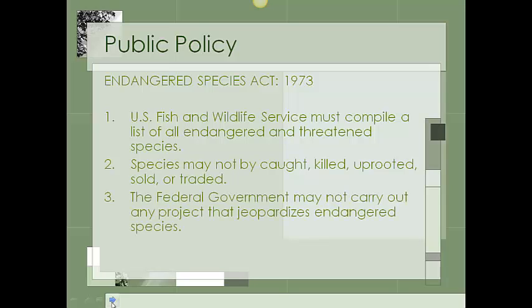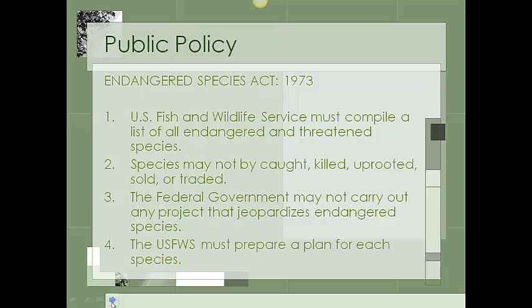Third, the Endangered Species Act says that the federal government may not carry out a project that jeopardizes endangered species. In other words, if the federal government wants to build a building somewhere, and there happens to be an endangered species living in that area, or an endangered species that relies on that area for some resource, the federal government cannot build that building there. So any project that taxpayer dollars are supporting cannot put an endangered species at risk.